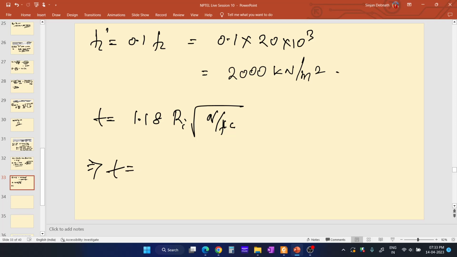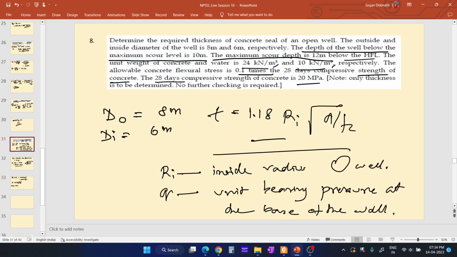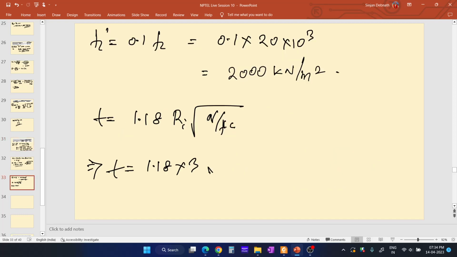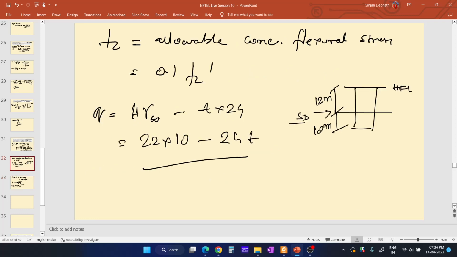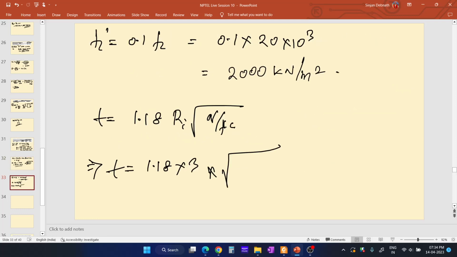So T is equal to 1.18 into Ri. That is the inside radius. It is 6 by 2, that is 3, into root over of Q by Fc. Q is how much? It is 220 minus 24T. And what is Fc? Fc is 2000. We need to solve this to find out the value of T.